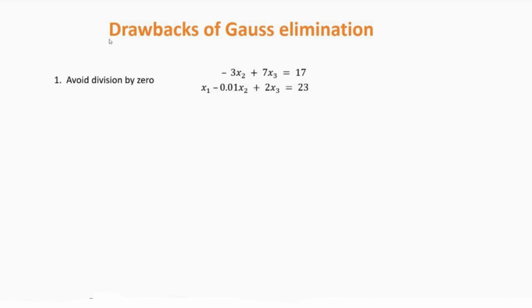So for example, instead of taking 3 or 4 simultaneous equations, for better understanding I am considering here only 2 equations. The first equation has no x1 value: 0 into x1 minus 3 into x2 plus 7 x3 is equal to 70. And the second equation: x1 minus 0.01 x2 plus 2 x3 is equal to 23. So these are the 2 simultaneous equations we have.